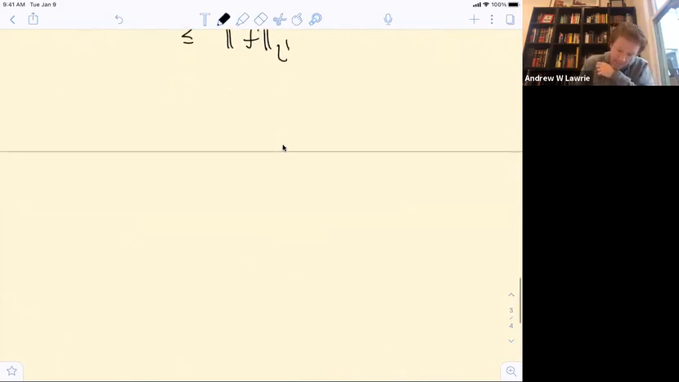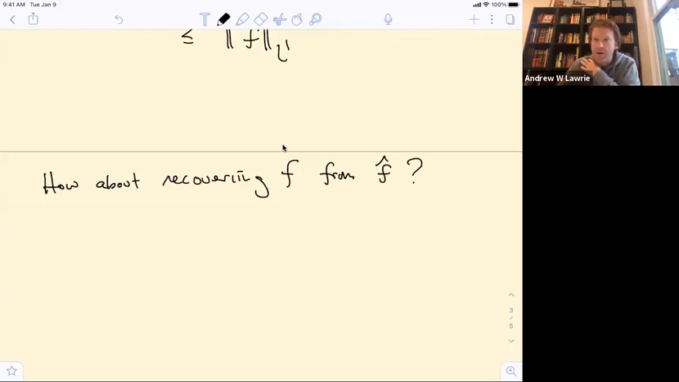How about this question of recovering f from f hat? An analogy to the question that we spent so much time studying for Fourier series, right? When does knowing the Fourier coefficients of a function allow us to recover the function? When can we recover a function from its Fourier coefficients? How about now? Can we recover f from its Fourier transform?